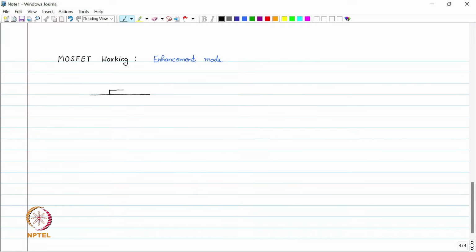We have this gate and then we have source and the drain region. This is source, which is N type, or we can say the negative type, and below we have substrate, which is P type, which is having excess of holes. So we have plus all over the body.